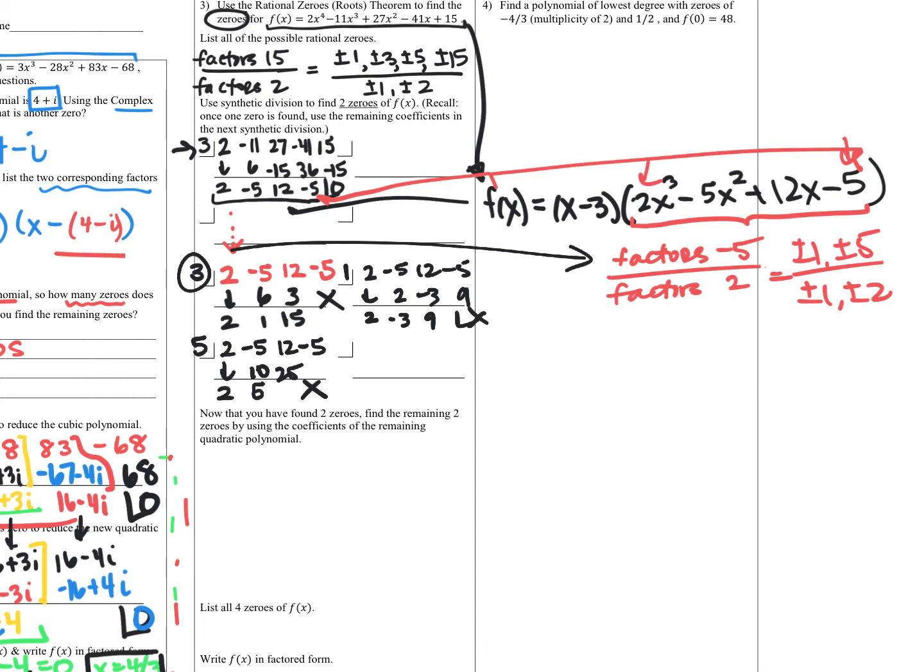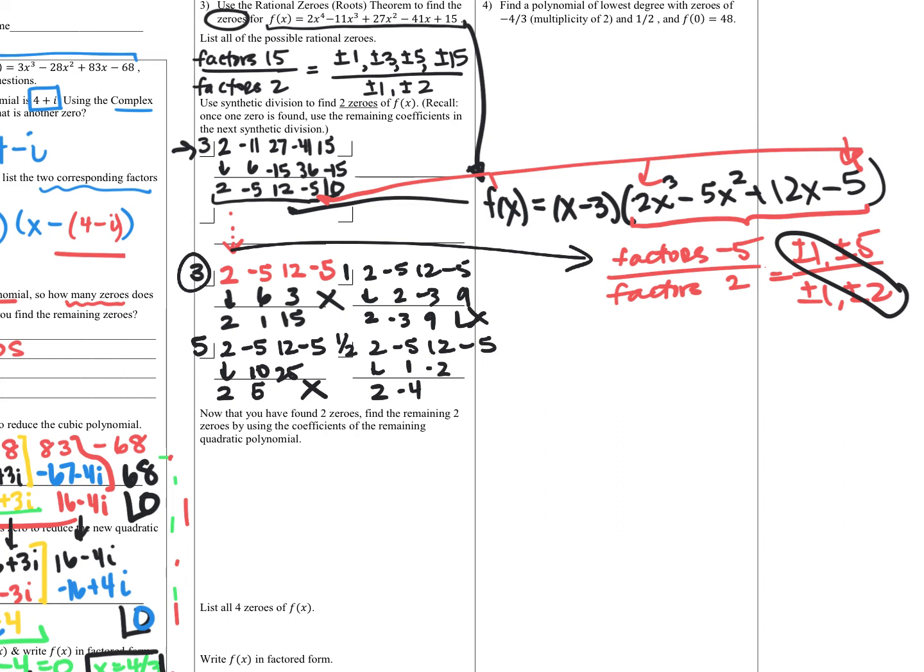Okay, so then we can start looking at fractions. So I have a 1/2, so let's try 1/2. So we have 2, negative 5, 12, negative 5. So 2 times a half is going to be 1. A negative 5 plus 1 is negative 4. Negative 4 times a half is going to be negative 2.